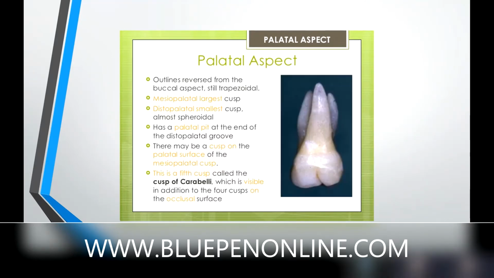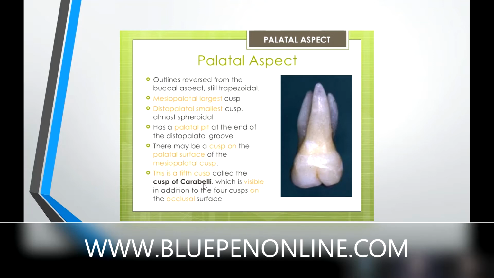So the palatal aspect outlines are reversed from the buccal aspect. Still it's trapezoidal in shape. Mesiopalatal cusp is the largest. Distopalatal cusp is the smallest. It has a palatal pit. There may be a cusp on the palatal surface of the mesiopalatal cusp. That is what is called the cusp of Carabelli. This one.